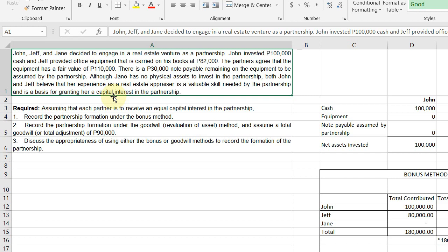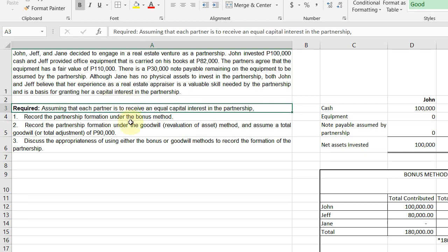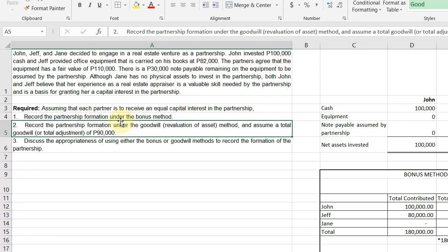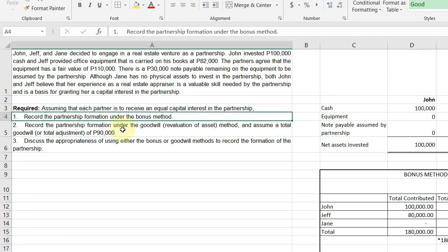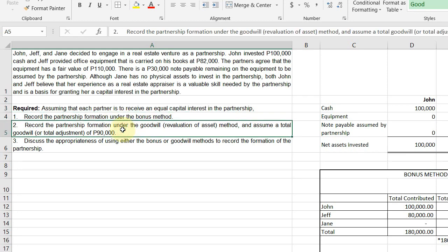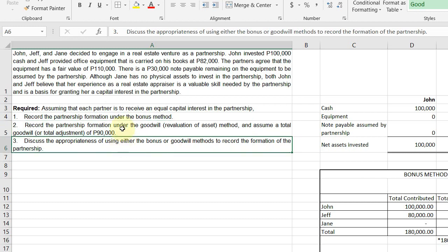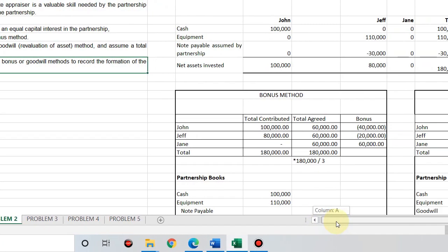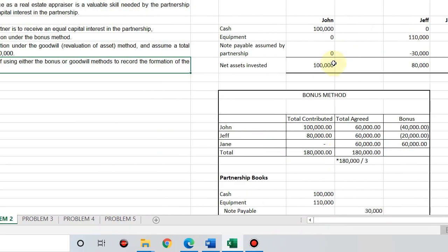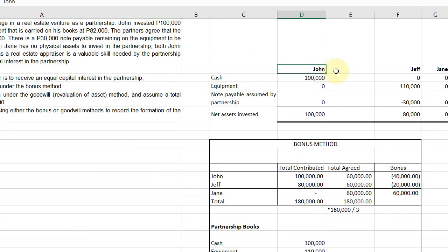So, sorry, that's how it is read. They require, assuming that each partner is to receive an equal capital interest in the partnership, first, record the partnership formation under the bonus method, then second, record the partnership formation under the goodwill method and assume a total goodwill or adjustment of 90,000. Discuss. Okay? I already discussed earlier the difference between the bonus and goodwill methods. Okay, let's do the table for capital contribution. We have John. Why is there a space?